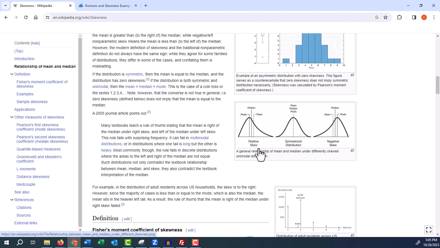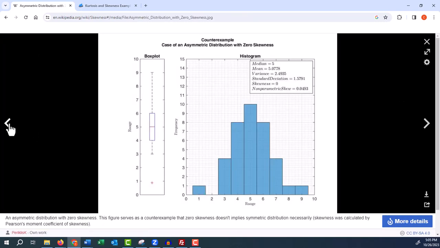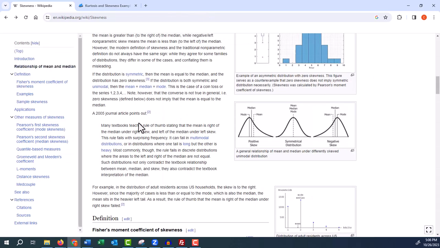Now, these pictures are great. This is a wonderful little image. The problem is that wonderful image doesn't actually represent real data. That represents kind of real data where you've got definitely some symmetry, but then you've got the reality of what's going on here. So skewness is a measure.